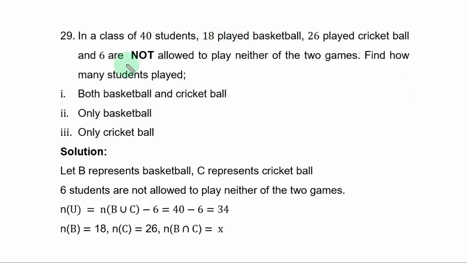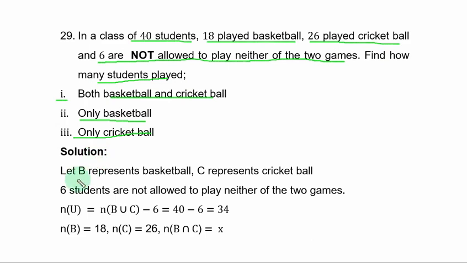Example 29. In a class of 40 students, 18 played basketball, 26 played cricket ball, and 6 are not allowed to play either of the two games. Find how many students played, figure 1, both basketball and cricket ball. Figure 2, only basketball. Figure 3, only cricket ball.